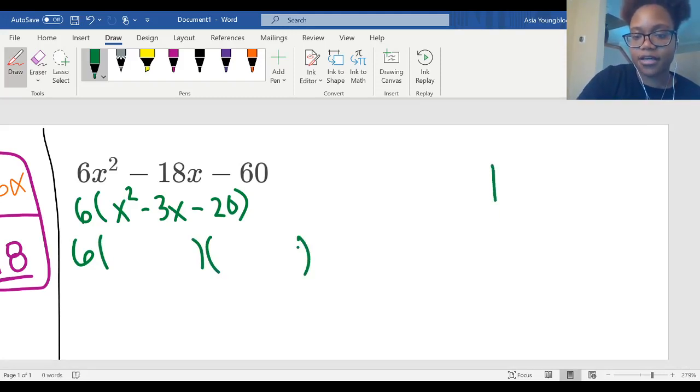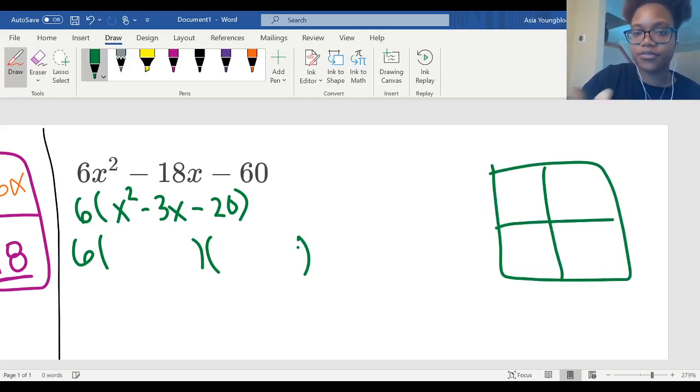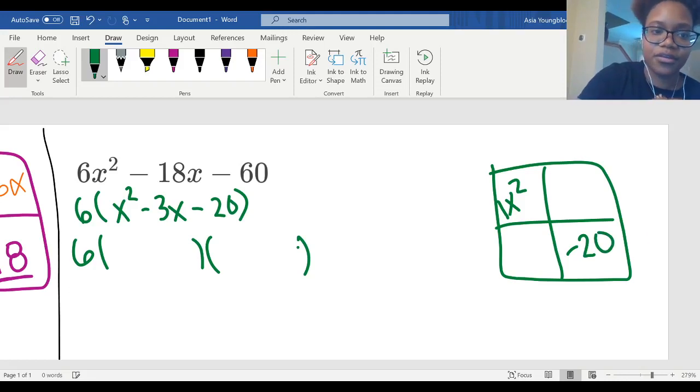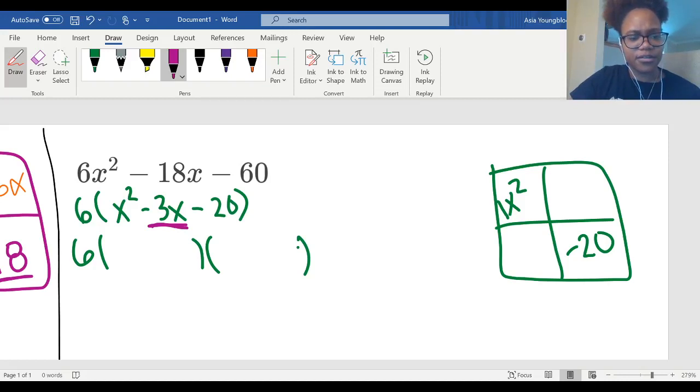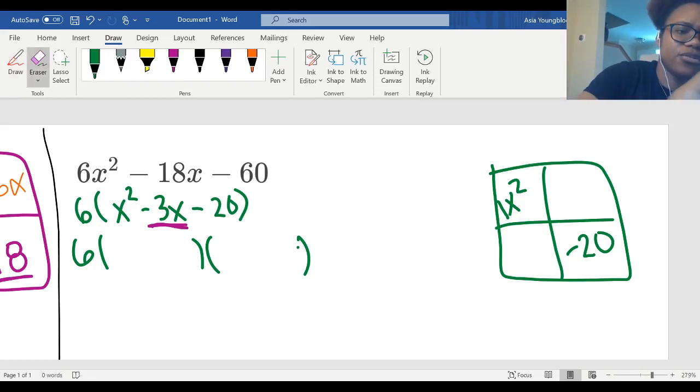So we're going to draw our box off to the side. In the upper left corner, we're going to put the x squared. Remember, there's an imaginary 1 in front. In the bottom right corner, we're going to put the negative 20. In the other 2 boxes, we're breaking up the negative 3x. I believe I did something incorrect. I did. When I factored out 6, 60 divided by 6 is 10. No idea how I got 20. So that should be a 10. And this should be a 10 as well.